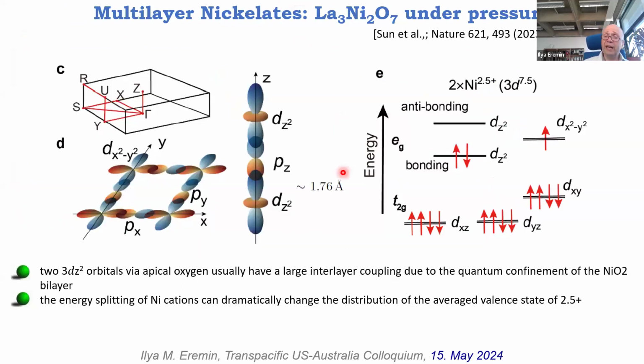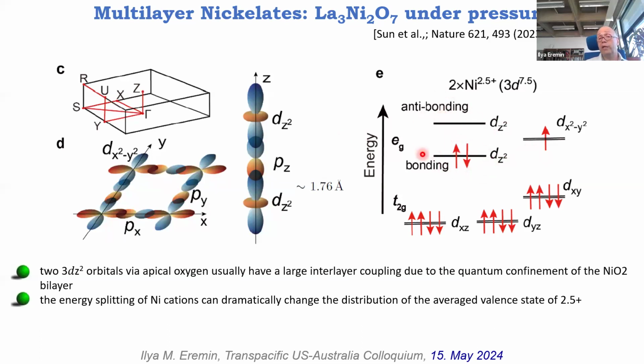So now how does it come that despite the fact that you have a 3d 7.5, at the end you end up with more or less again a single hole on the dx squared minus y squared orbital? Well, what do you have to take into account? You have to take into account the bilayer structure and the fact that you have bonding and antibonding orbitals. And if you do the counting of this, you actually end up in the situation that you have almost a filled shell.